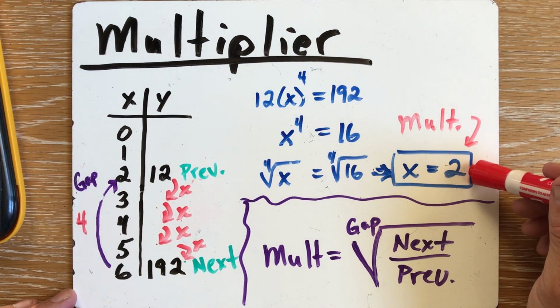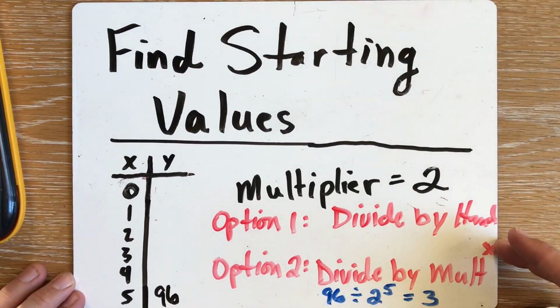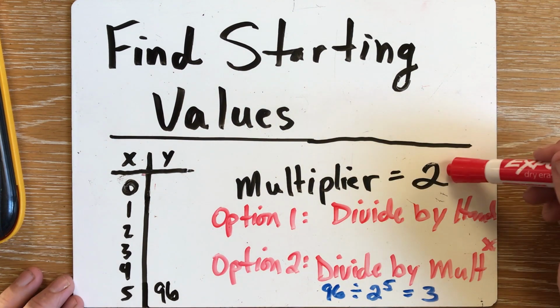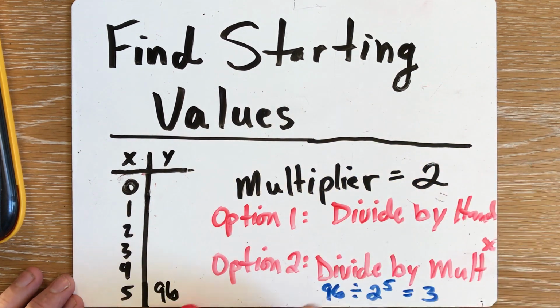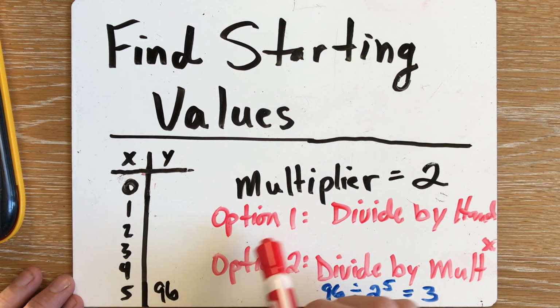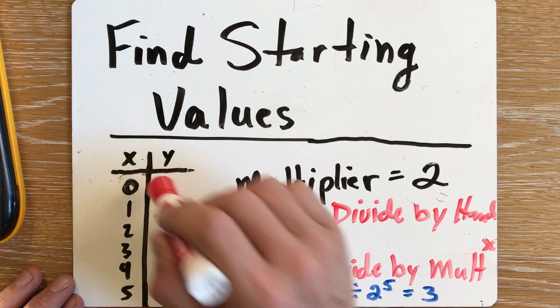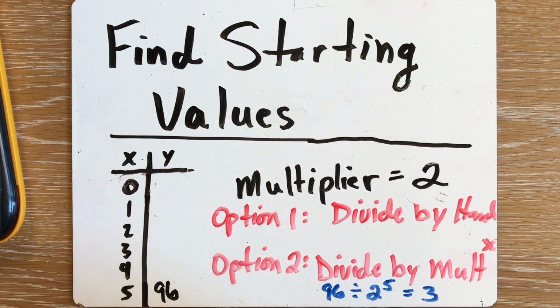And I've just figured out the multiplier, so I can almost find my equation. So let me talk about next what you do when you have a multiplier but you don't have the zero term given to you. In this example, a different kind of situation, same context and same sequence of numbers, let's say I have a multiplier of 2, just like I figured out earlier, but I have the fifth term at 96. To get back to the beginning, you have two options. You could divide by 2, five times in a row on your calculator. That's a lot of work.